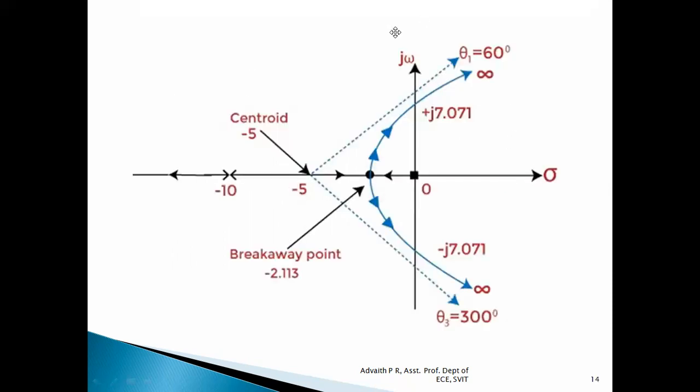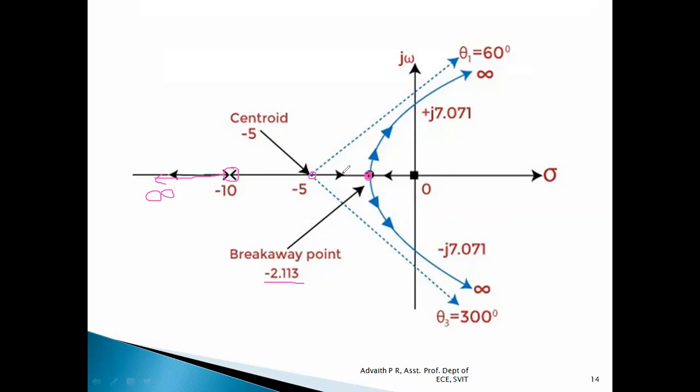Finally, the root locus looks somewhat similar to this. If we observe from the centroid, we have drawn three angles of asymptotes: 60 degrees, 180 degrees, and 300 degrees. And later, we have found out the breakaway point over here. The breakaway point has the value minus 2.113. Always the root locus travels from poles to zeros or poles to infinity. So here from this particular pole, the root locus is traveling to infinity. That is done. From these two poles, we have found out the breakaway point is minus 2.113.